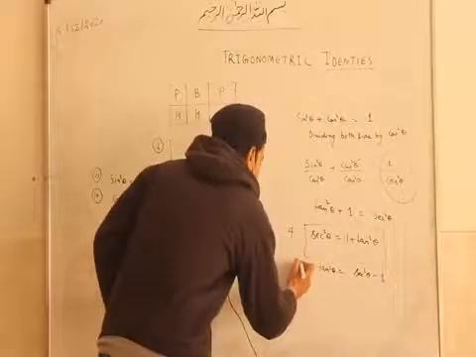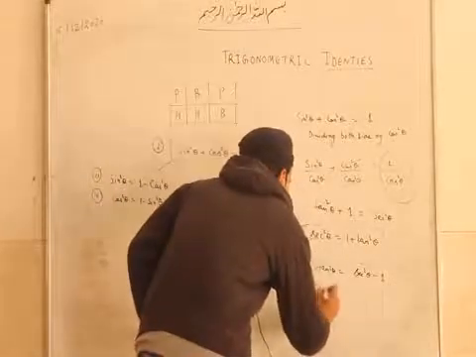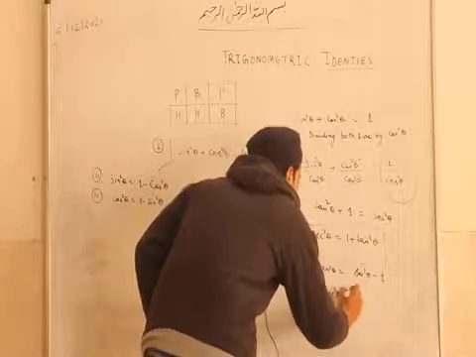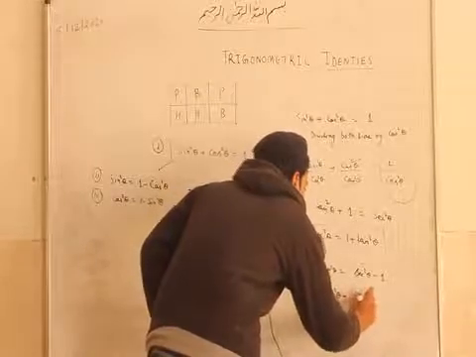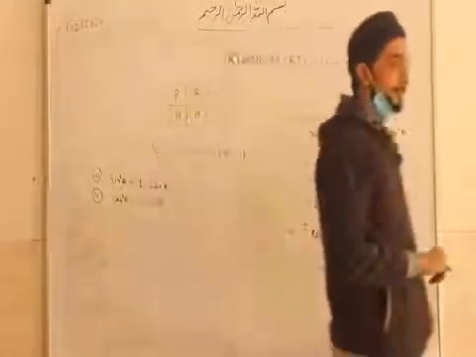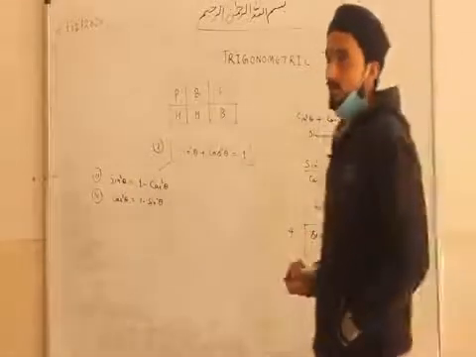Right, this is your fifth. And from here we can also write the sixth one: sec square theta minus tan square theta is equal to 1. This is also the sixth one. Okay, these are the derived identities from the main identities.